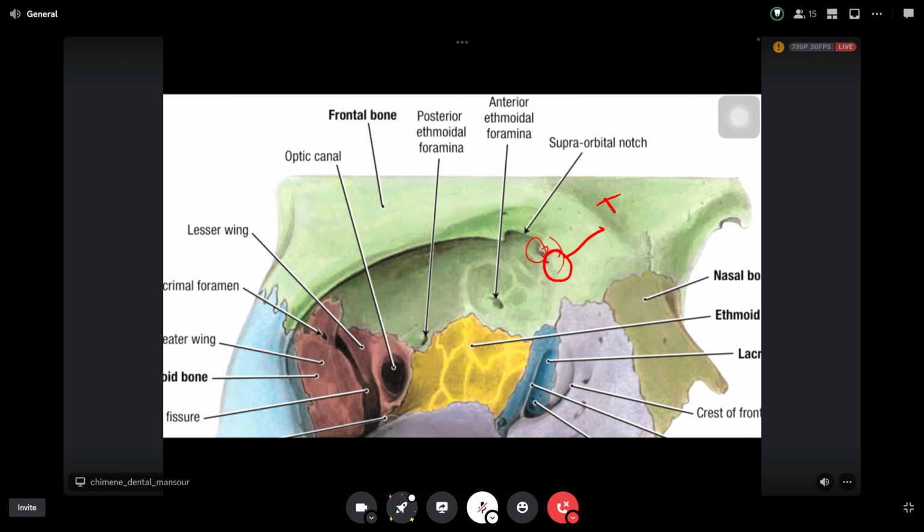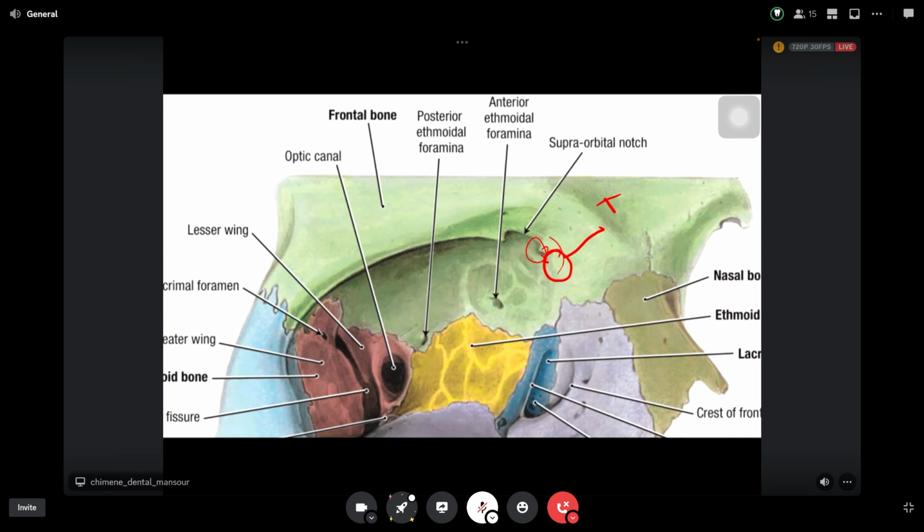For the nasolacrimal duct, so the passage of the tears, it goes through the nasolacrimal canal. What else? Let's go back to the orbit. In this picture, I think extracted from Grant's anatomy, you have the location of each bundle within the superior orbital fissure and the inferior orbital fissure, and also the optic canal.